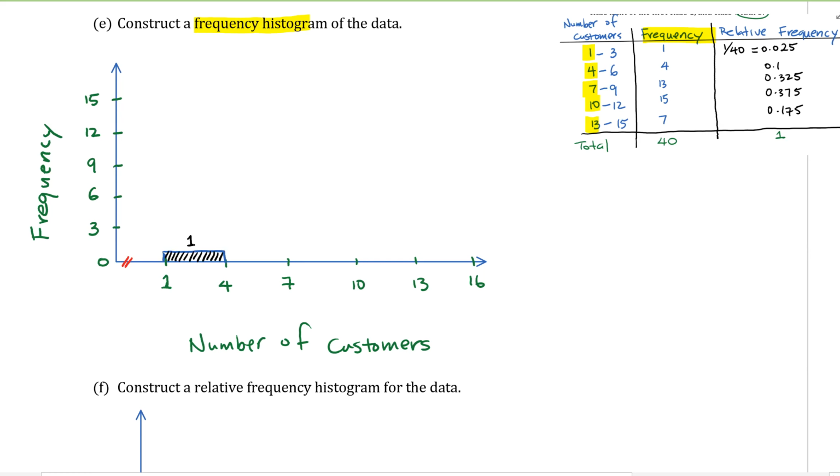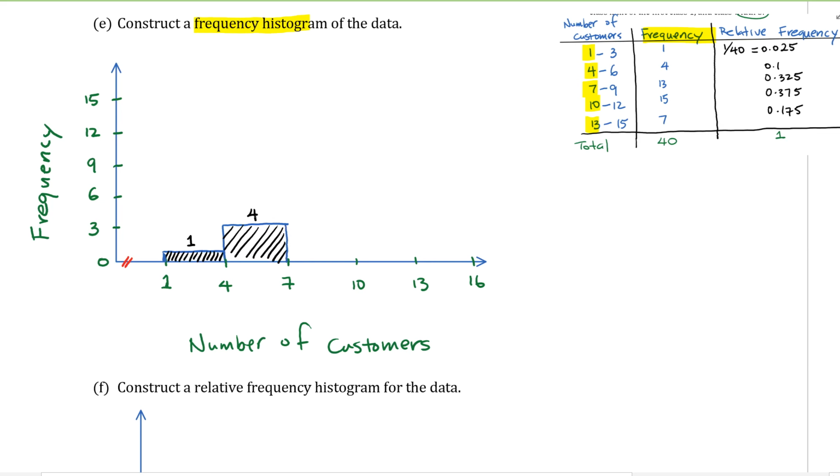The next is 4 to 6, not including 7, with a frequency of 4. So I'm going to go up to 4 here. That means a little bit over 3. And I'm going over to 7, and that is 4 to represent the class 4 to 6, with a frequency of 4.